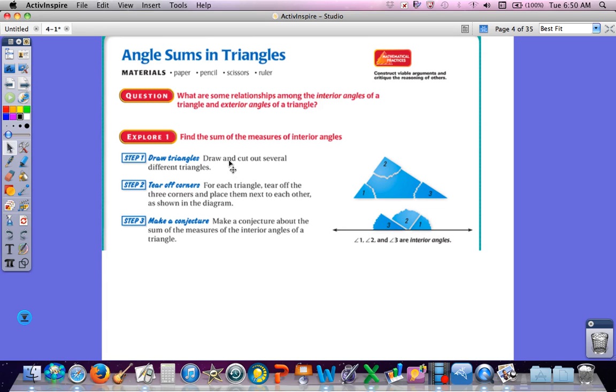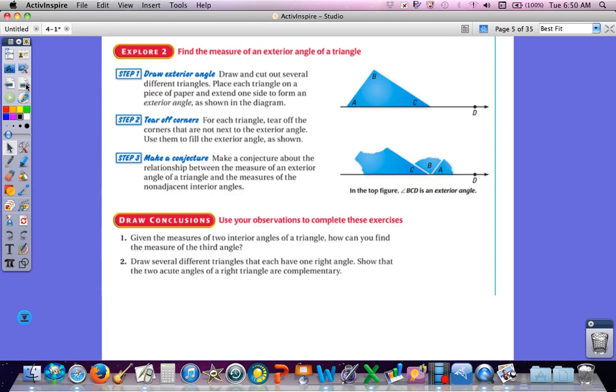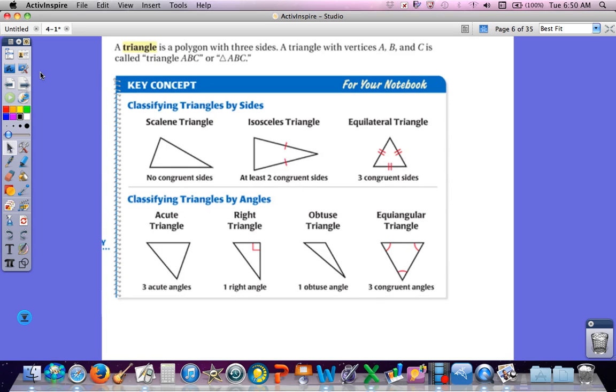Okay. We're going to do this activity in class. You can read through it and do it if you want to, but this is going to be our activity in class. So you should go ahead and start filling in.